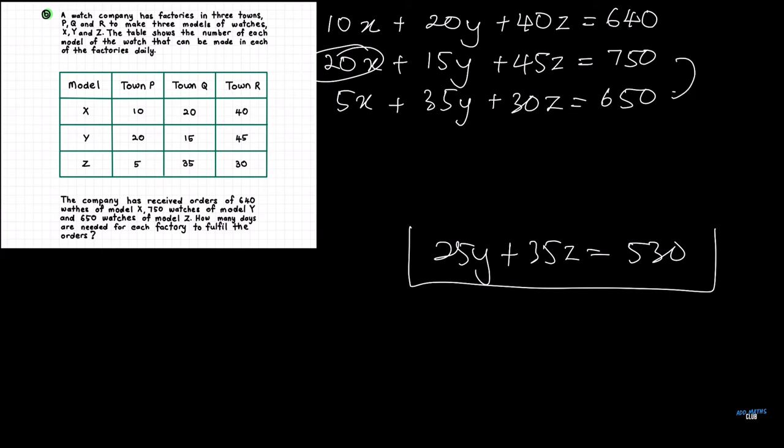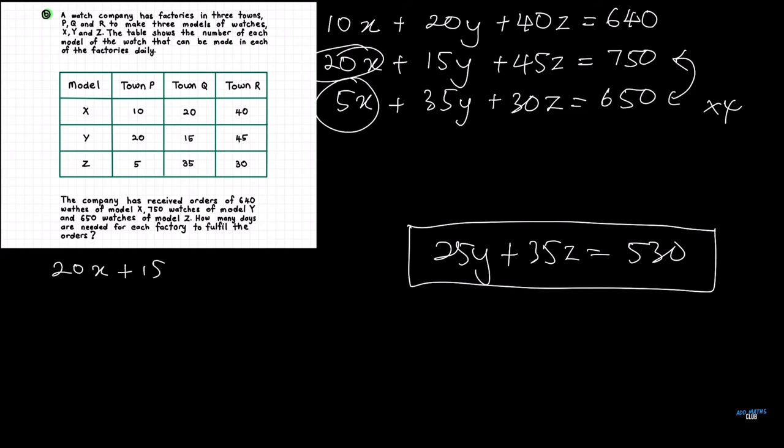Tolak equation 2 dan equation 3. Again, remember, I need to eliminate x because earlier I already eliminated x in this equation, so sekarang pun kena eliminate x. So for that, ni 5x, I need to times by 4. So equation 2 is 20x plus 15y plus 45z equals to 750.